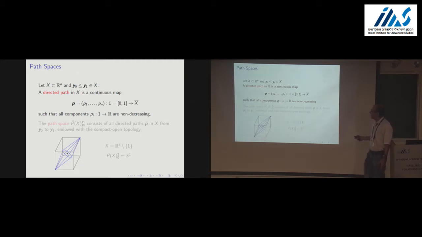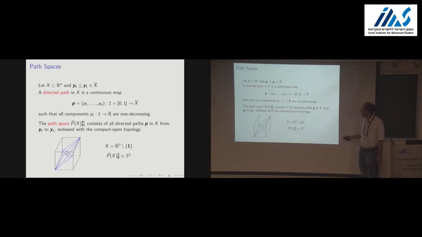Suppose that we have some set X in Rn, and we look at two points in the closure of X, say y0 and y1, and we assume that y0 is less than y1 component-wise. A directed path in X is just a continuous map from the interval [0, 1] to X, such that each of the coordinates is non-decreasing. So just something like that. It goes from this point to this point. And the path space of X from y0 to y1 consists of all directed paths from y0 to y1.